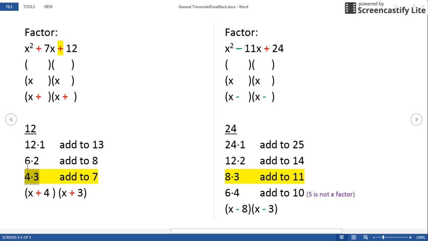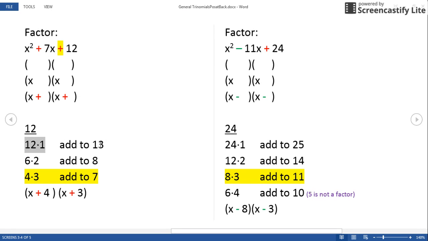So these are the things that will multiply to make a 12 at the back. But now, not only do they need to multiply to make the 12 at the back, they also have to add up to be the 7 that's in the middle. Since our signs are the same, they are adding to be this 7. So let's look at our numbers and think what they add to.